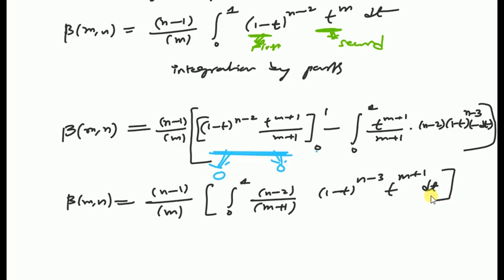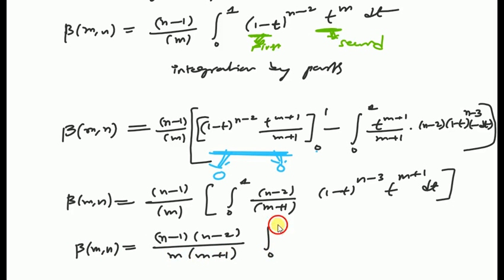Okay, so now you bring this outside. So finally what I have, beta mn will be equal to, in the numerator n minus 1 into n minus 2, in the denominator m into m plus 1. As usual, limits from 0 to 1, 1 minus t whole power n minus 3, t power m plus 1 into dt. Then again continue in the same manner, integration by parts.